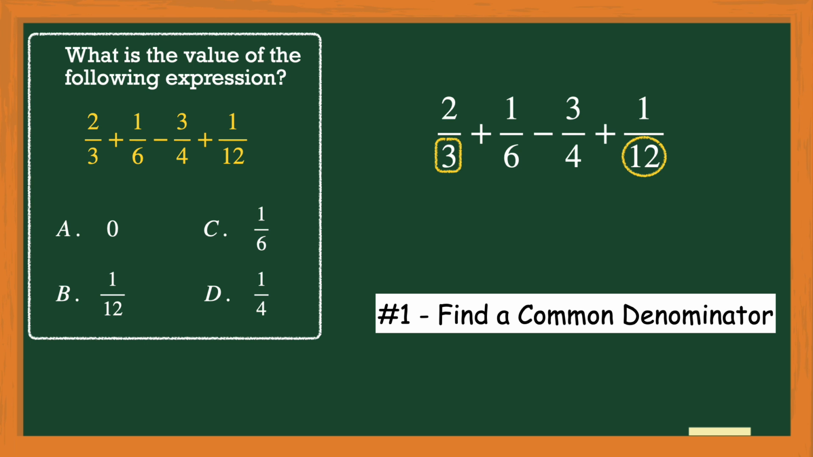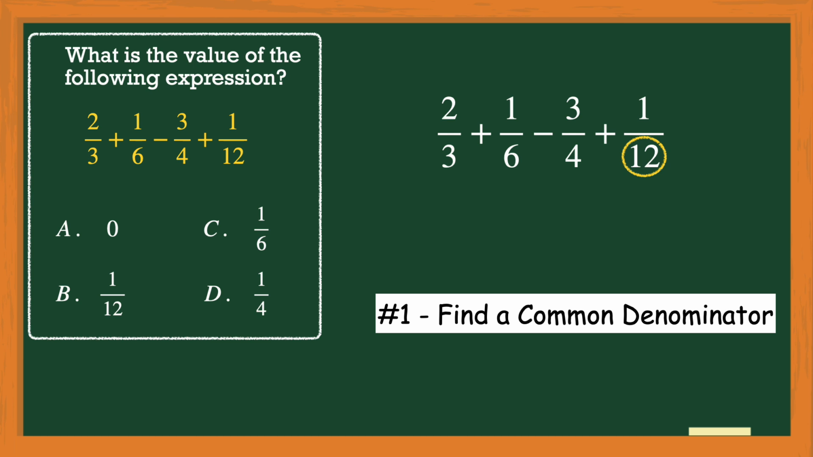And then looking at the next fraction's denominator of 6, I see that it is also a factor of 12. And so is the next fraction's denominator of 4. So the common denominator for this set of fractions will be 12. Suddenly, this problem has just become a little bit easier to solve.